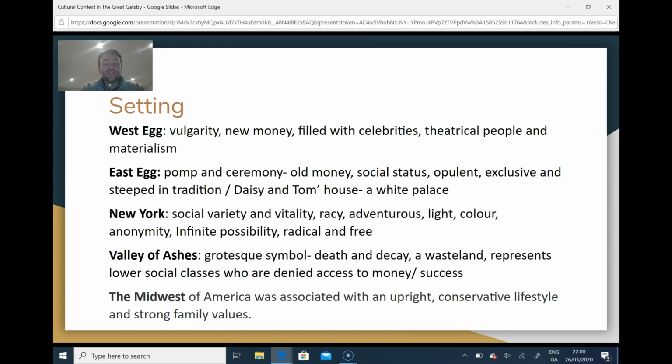Then the Midwest. The Midwest of America was associated with an upright, conservative lifestyle and strong family values. Now, when we look at East Egg and West Egg, family values basically don't exist. Conservatism does not exist. They have very loose morals, which we'll see later in this slideshow. So there's a contrast there between where Nick's home is and where he's moved to. It's one of the things as a narrator that he struggles to comprehend.